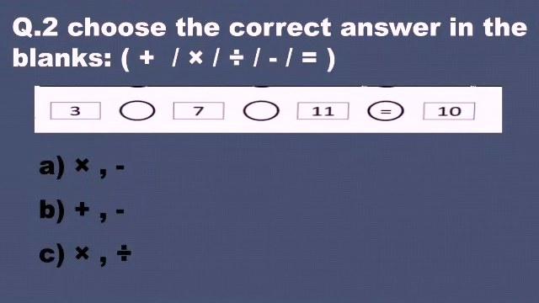Let us check our second question. Choose the correct option answer in the blanks. You can choose any of the signs like addition, multiplication, division or subtraction, or equal. So the question is 3 blank 7 blank 11 equal 10. There are 2 blanks and in one circle it is written equal. So you have to find the correct option. Which is the correct option among A, B, C?